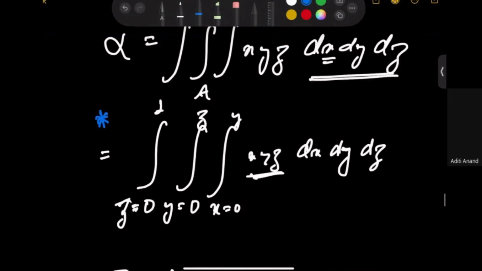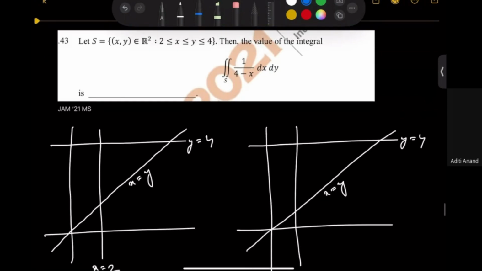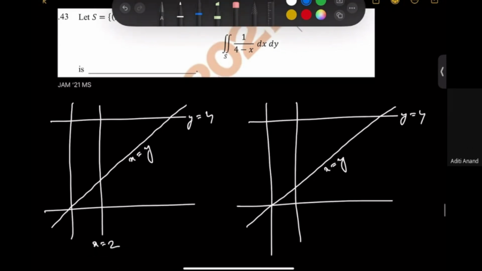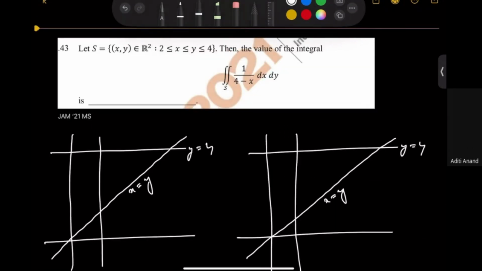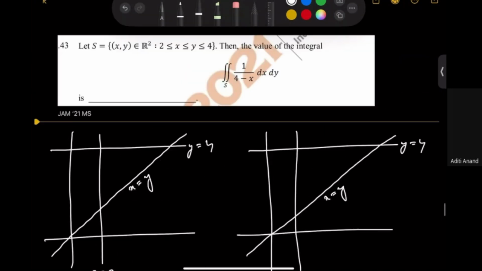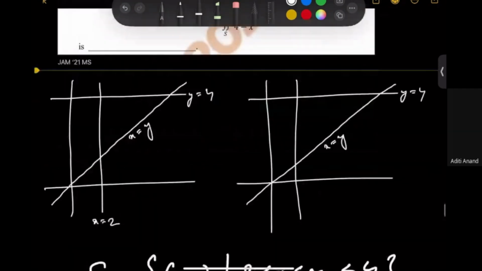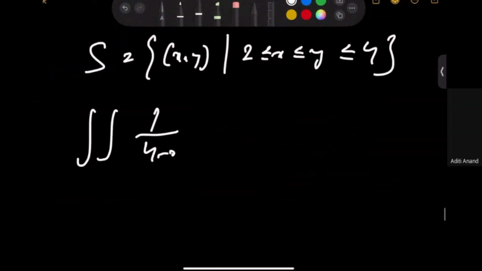Yes. Okay, maybe let's move to the next problem. That is something similar to the last problem. Then the value of this integral is what? So I'll just write down the S again. S is the set of (x, y) such that 2 less than or equal to x less than or equal to y less than or equal to 4. And what is the value of the integral of 1 by (4 minus x) dx dy over S?